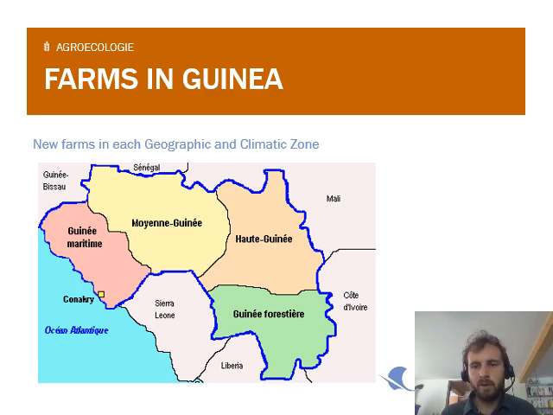Haute Guinea, also in High Guinea, which is the savanna climate, a bit like in Mali, similar to the farm in Kuchala. And we have the forest region where it's raining the whole year, so where we will, starting next year, establish a forest farm for the country.